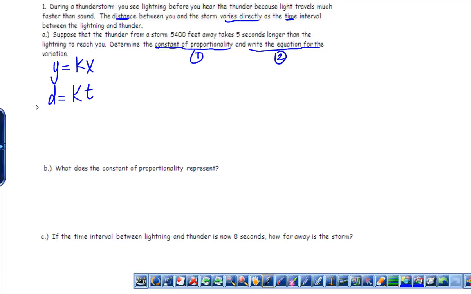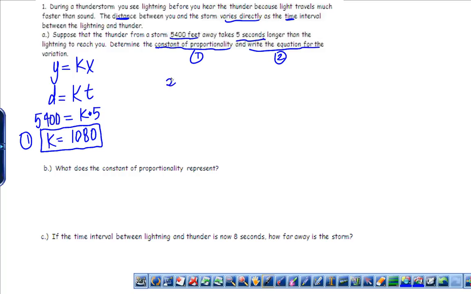Now this equation should look familiar. It looks like distance equals rate times time. So let's fill in what we know. Suppose the thunderstorm is, we've got our feet, away takes 5 seconds. This looks pretty straightforward. I'm going to put in my 5,400 for my distance, keep my constant of proportionality, and plug in my 5 seconds. Okay, that's a times. Now just solving for k, just dividing by 5, it looks like I get 1,080. And that is part 1.